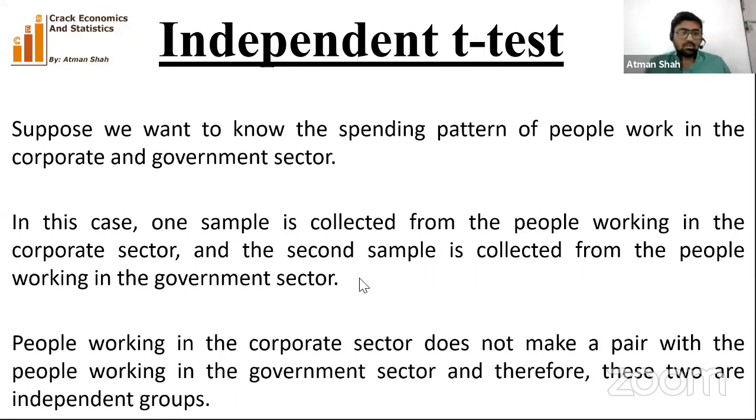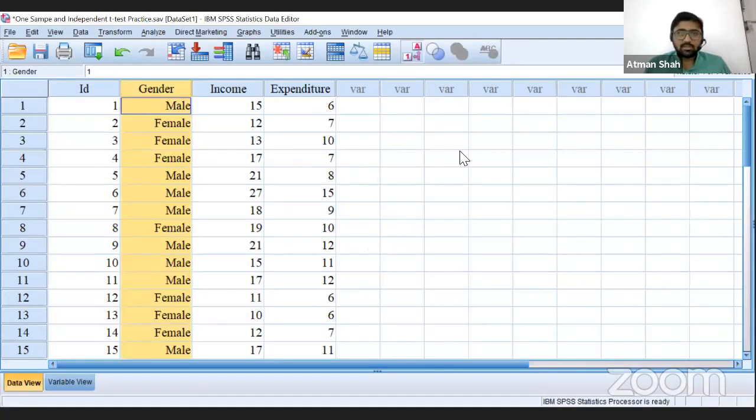You can see on your screen the observations. This column shows the gender of the observation or the respondent. This shows the income, and this shows the expenditure. Now I want to know whether the income of male and female is significantly different or not. I've collected this data from the employees of a particular company, and I want to know whether the income of male and female is significantly different or not.